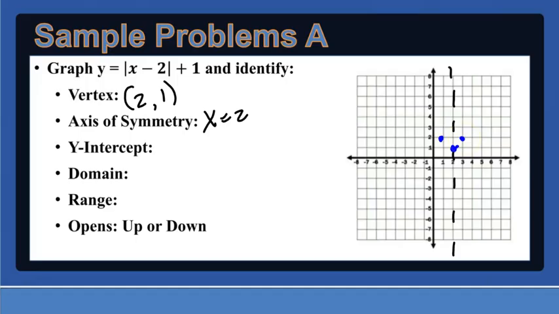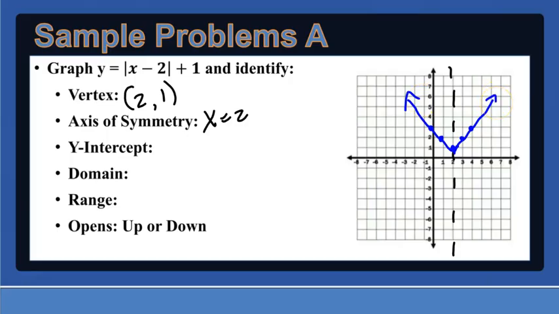If I put a 0 in, 0 minus 2 is -2. The absolute value of -2 is 2. 2 plus 1 is 3. So I have a point at (0, 3). It means the next one would be at (4, 3). I have enough to draw my graph.